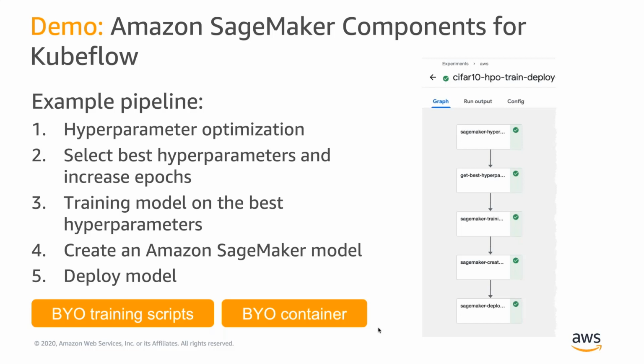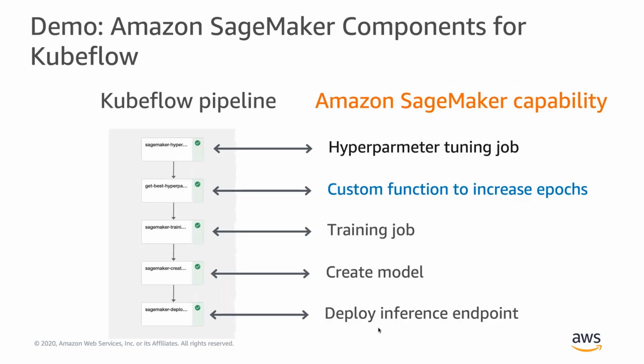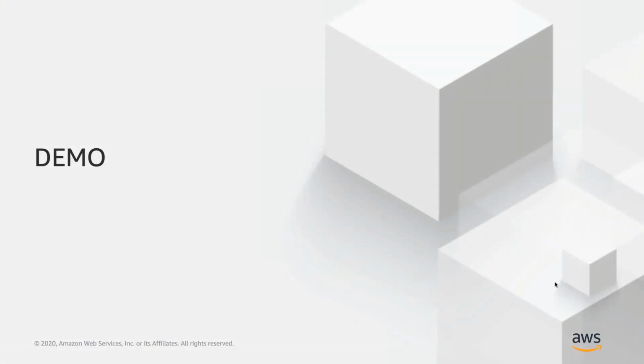Just before we dive into the code example, here's what happens behind the scenes. Each of these steps will spin off a SageMaker capability. So the first step will spin off a hyperparameter tuning job in SageMaker. The second step is a custom function that I'll show how we wrote. All that does is take the output of the Amazon SageMaker tuning job, increase the epochs, and then forward it to the next step, which is the actual training job, then create model and deploy endpoint. Okay, so with that introduction to this demo, let's dive deep into the code and take a look at how these pipelines work.